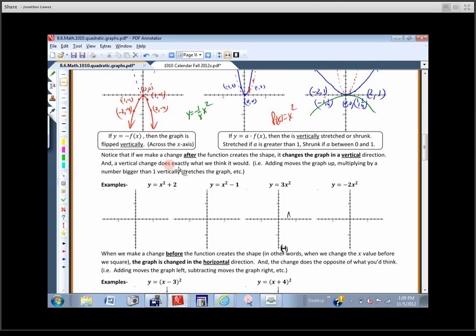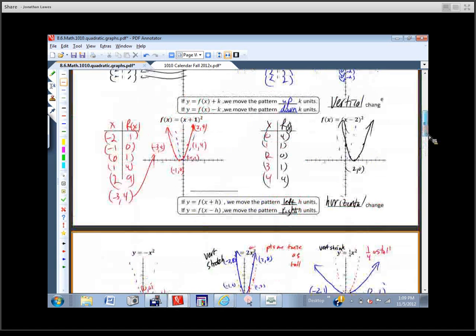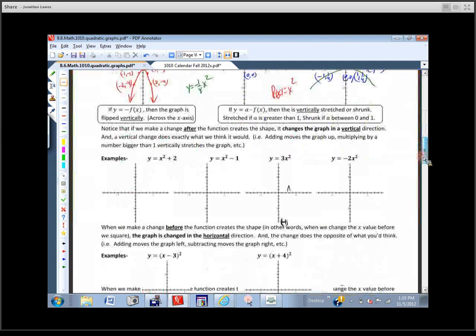So what we want to notice is, if we change the function after it creates the shape, then it changes it in a vertical direction. There's the function that makes the shape, times it by a negative. All it did was vertically flip it. There's the function that makes a shape, times it by a number. It's going to either vertically stretch it or shrink it. The only thing that changed it horizontally is, notice, inside with the x before we squared to make the shape. So if we've got that set of parentheses there, okay, it's going to change the x before it makes the shape, so it's going to change it in the x direction. In other words, it's going to change it in a horizontal direction.